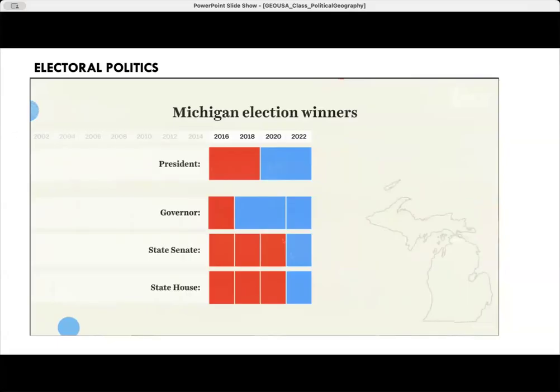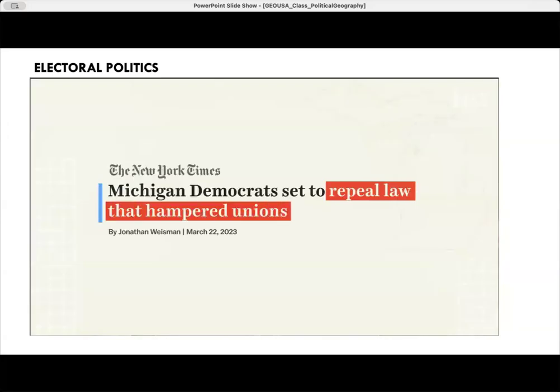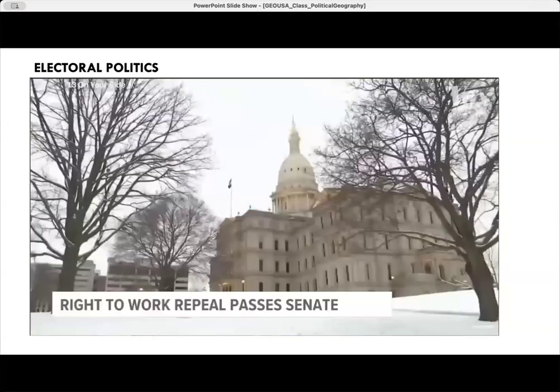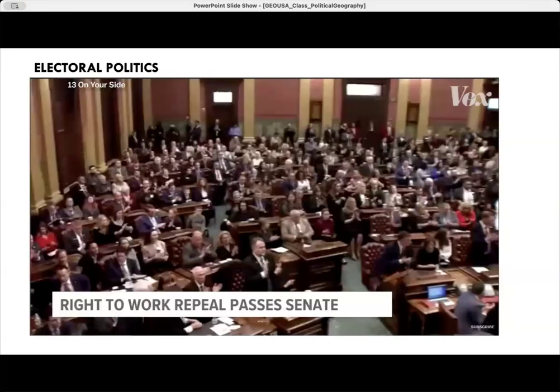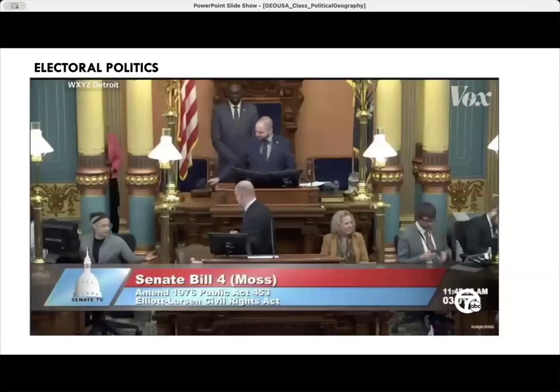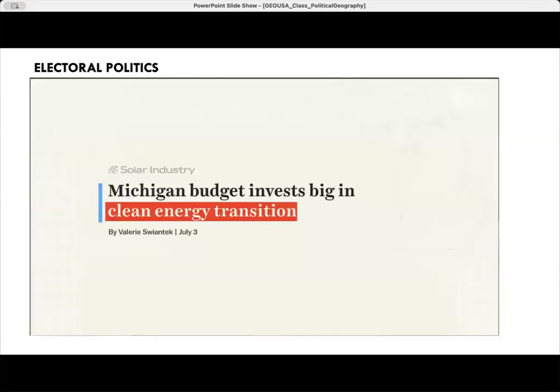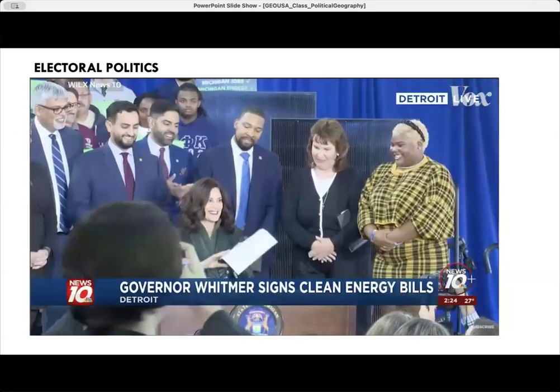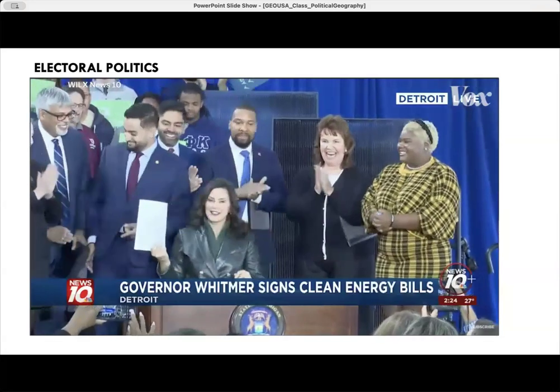Again, I guess. And its new blue government got to work fast, repealing some of the Republicans' signature legislation. The first state to repeal a right-to-work law in decades. Expanding anti-discrimination laws. The bill is passed. And pouring money into the state's transition to clean energy. Michigan, a national leader in the fight against climate change.